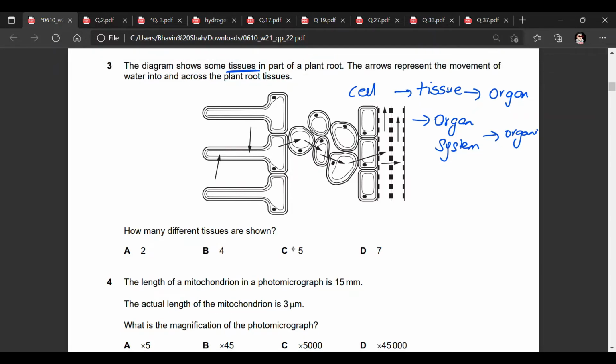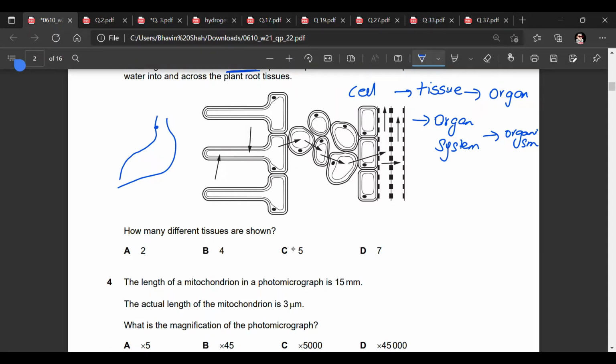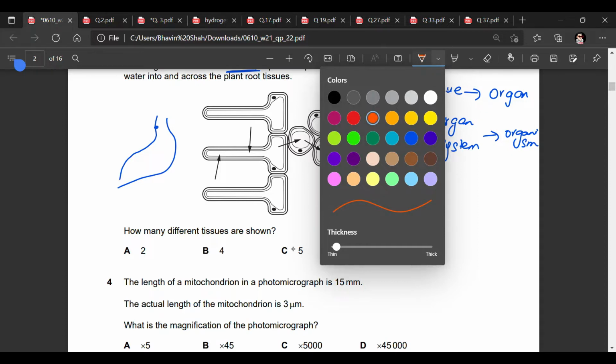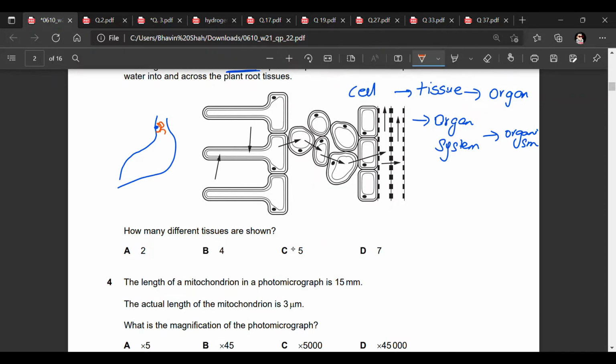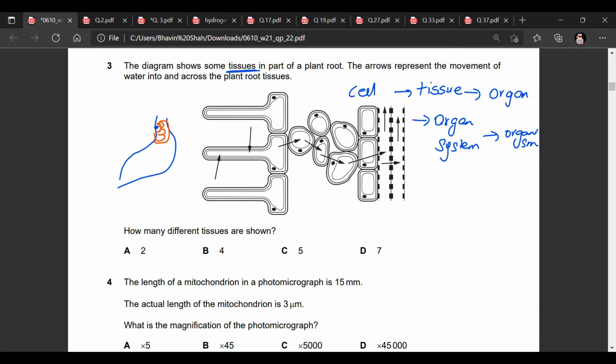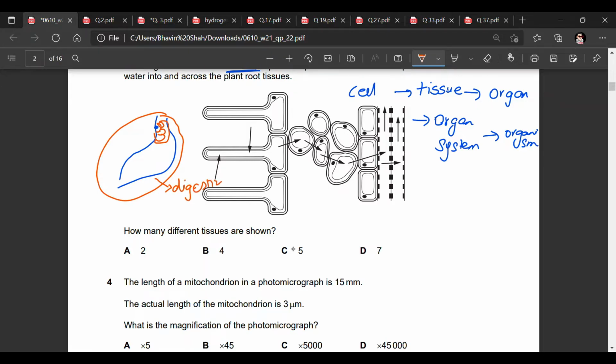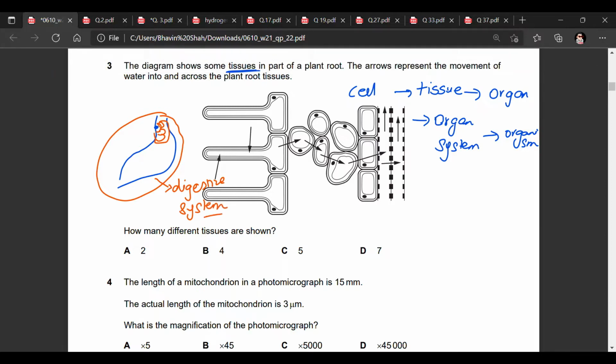Giving you an example of this. Suppose we are looking at the structure of the stomach. Okay, we are looking at a tiny cell over here. These cells will merge to form the tissues. Many tissues will group up to make the whole organ. This stomach as an organ is a part of the digestive system. And the digestive system is one of the many systems which is present in an organism.